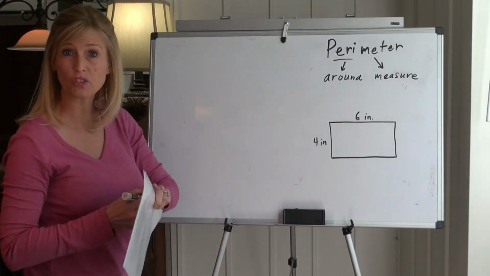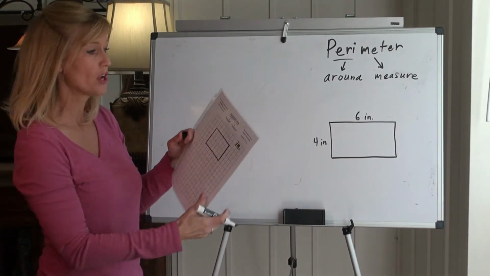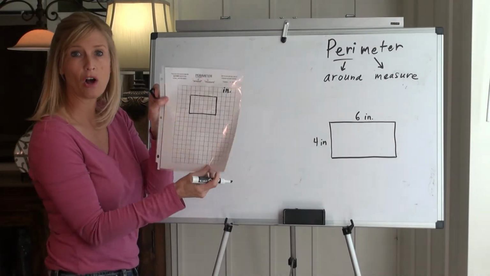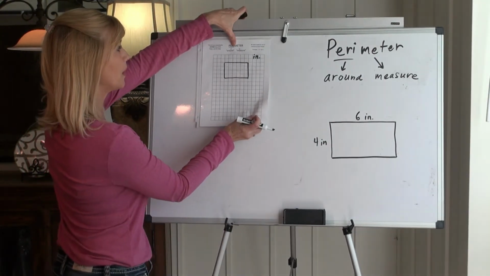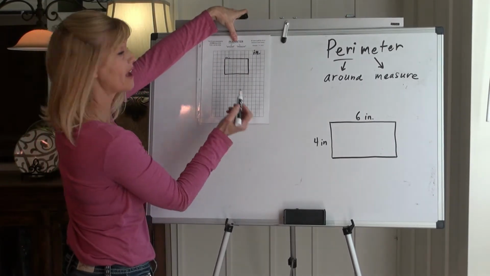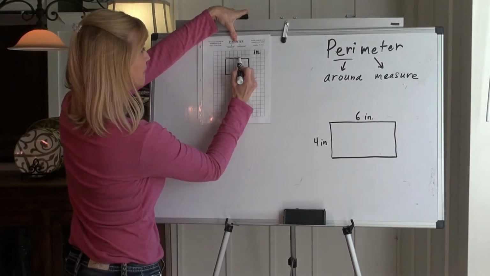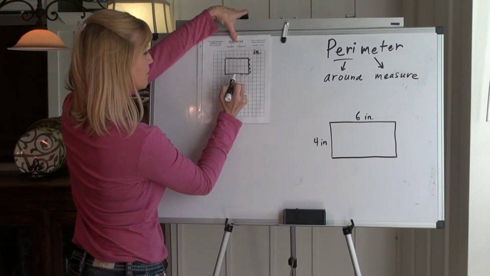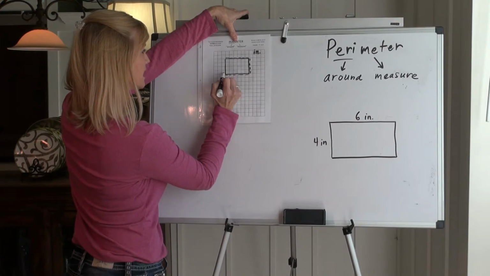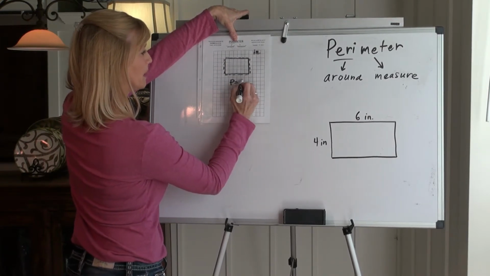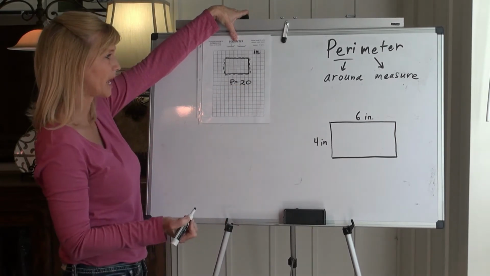Obviously the easiest way to do perimeter is on grid paper. So we're going to do one here just so that our brains can see what's going on with these lines. So the easiest way, if you ever get stuck, is just count the lines. 1, 2, 3, 4, 5, 6, 7, 8, 9, 10, 11, 12, 13, 14, 15, 16, 17, 18, 19, 20. So the perimeter would be 20 of this shape.